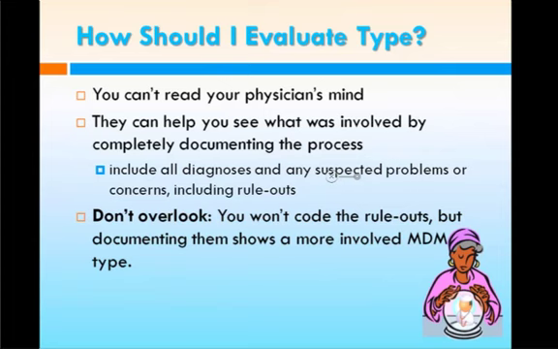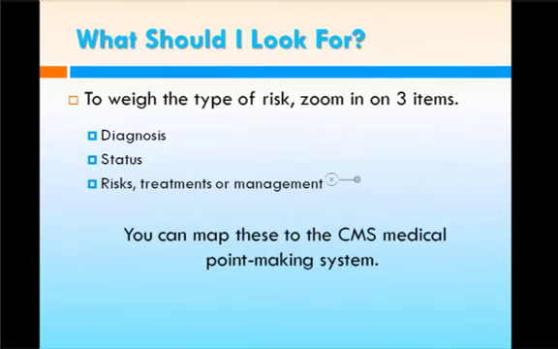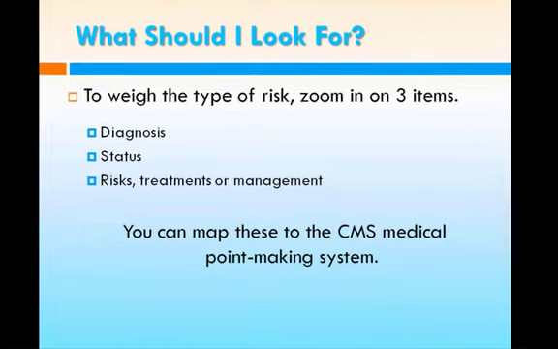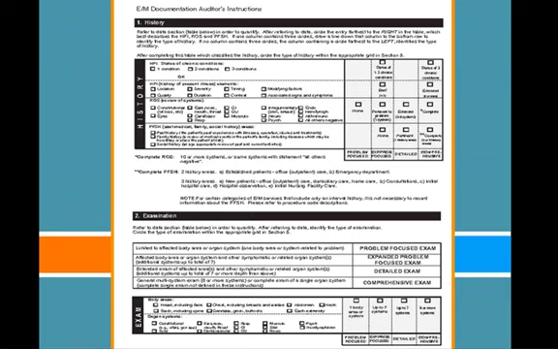And what should you look for in these notes? To weigh the type of risk, zoom in on 3 items. Identify each problem's diagnosis, status, and the risk's treatment or management. You can map these to the CMS medical decision-making system, which includes a table for the number of diagnoses or treatment options, the amount or complexity of data reviewed, the table of risk, and a summary scoring sheet. You can get the Highmark one that I referred to at highmarkmedicareservices.com.